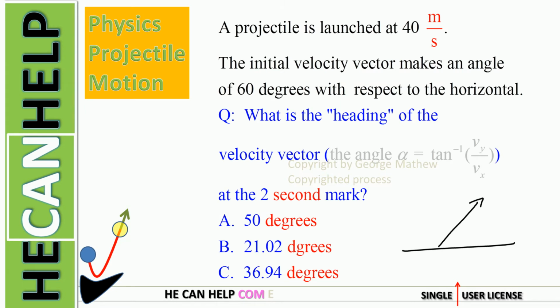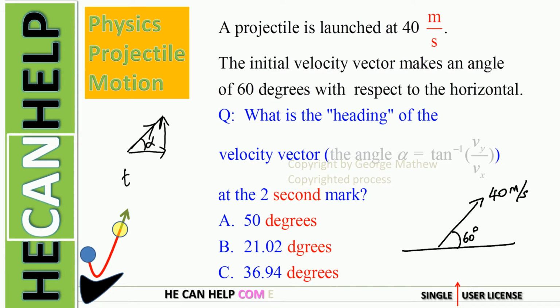A projectile is launched at 40 meters per second. The initial velocity vector makes an angle of 60 degrees with respect to the horizontal. What is the heading of the velocity vector at the 2-second mark? What is heading? At t equals 2 seconds, you find the x component, find the y component, and then all you have to do is find this angle, alpha.